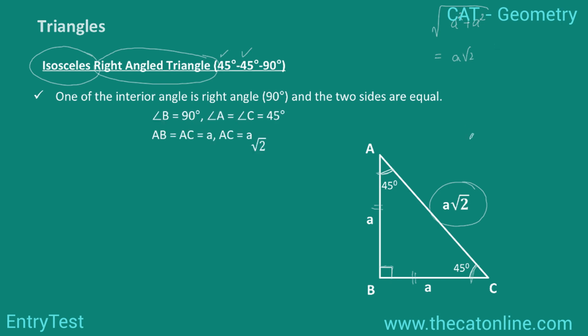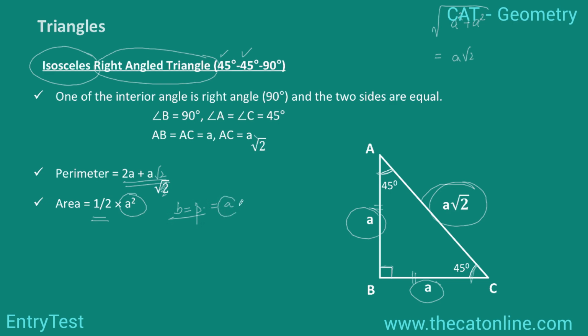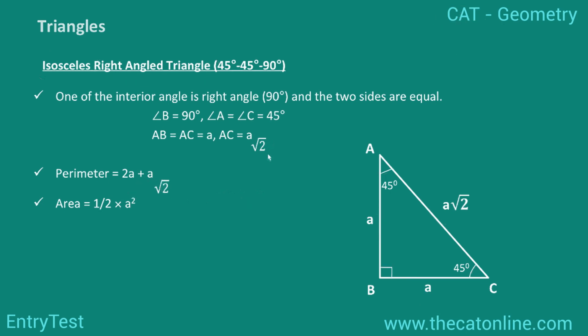So if I just look here, the length of the hypotenuse is a root 2 that I get, and perimeter for such a triangle would be given by sum of all the sides. So it will be a plus a, which is 2a, plus a root 2. That will be the perimeter of this kind of triangle. However, the area of triangle will be equal to half into a square because base is equal to perpendicular and both are equal to the value which is a. So half base into height, which is half a square, will be the area for isosceles right angle triangle.